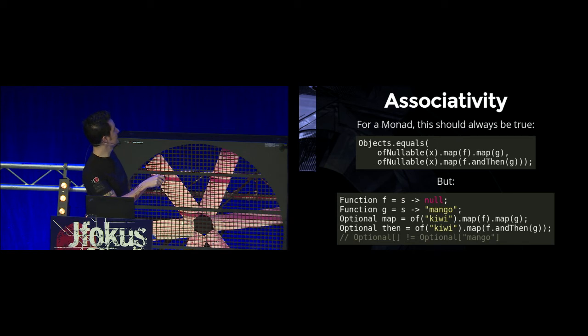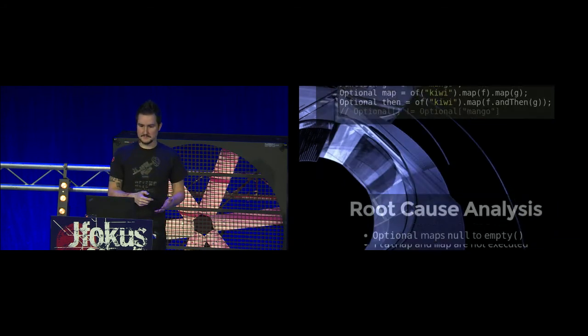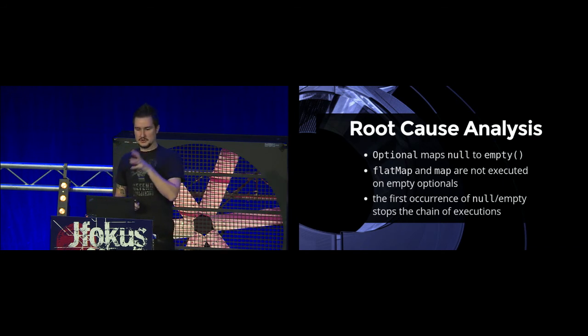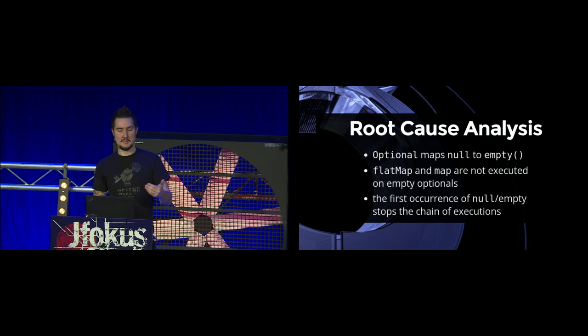When I start with a key v and map to null, I get null. The second map is not applied, empty optional. If I start with a key v and then combine f and g, this combination maps s to null, but then g is called, and g doesn't even look at the null here, it just returns a mango. So f then g maps from s to mango, so I get an optional of mango. So again, not the same result. Why? Optional maps null to empty. And then flatMap and map are not executed on empty optionals. So as soon as you fall into null, the rest of the pipeline is not executed.